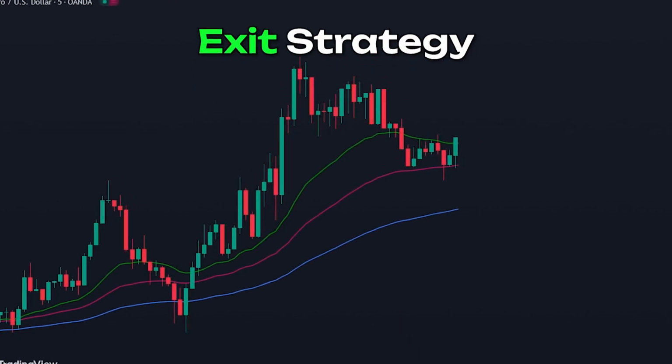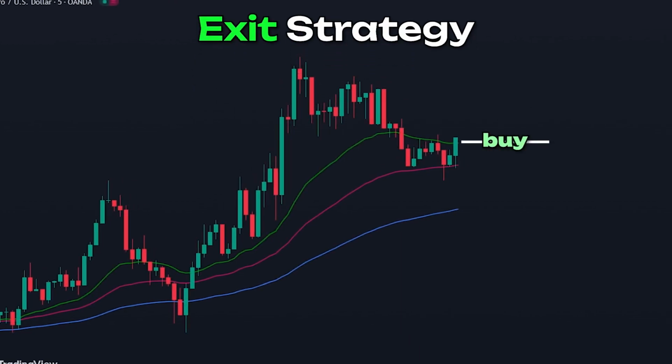Now for your exit strategy. So let's say you took a buy position here. You want to set up your stop loss at the 50 EMA, and for your profit target, you set it at 1.5 times your stop loss. So here's an example of the strategy in action.